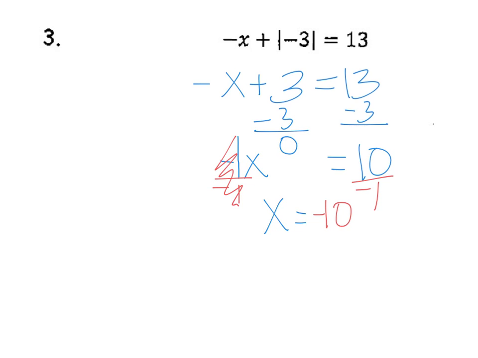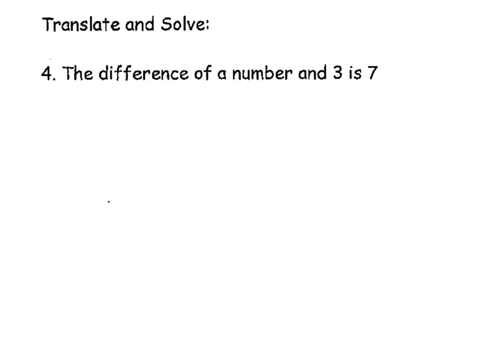Okay, so, all right, we're going to use our foldables to help us with 4, 5, and 6. So on number 4, I've got the difference. What word is difference? Subtract. The difference of a number and 3. So how would I write the difference of a number and 3? X minus 3. Is, what was is? Equals 7. Awesome. Don't even solve it. Just write it out.